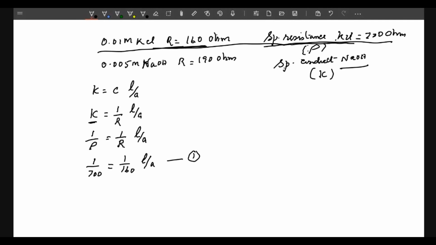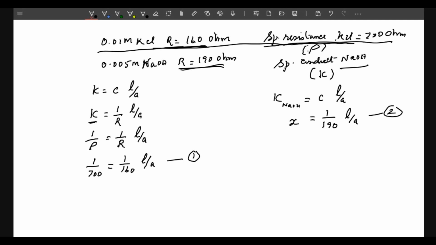Now, what is asked here? Calculate the specific conductance of sodium hydroxide. Kappa of sodium hydroxide is asked. That is equal to conductance into L by A. And for the sodium hydroxide, whether conductance is given or resistance is given? Resistance is given. Therefore, 1 by R into L by A. Specific conductance, X, is asked. Now this is equation 2.